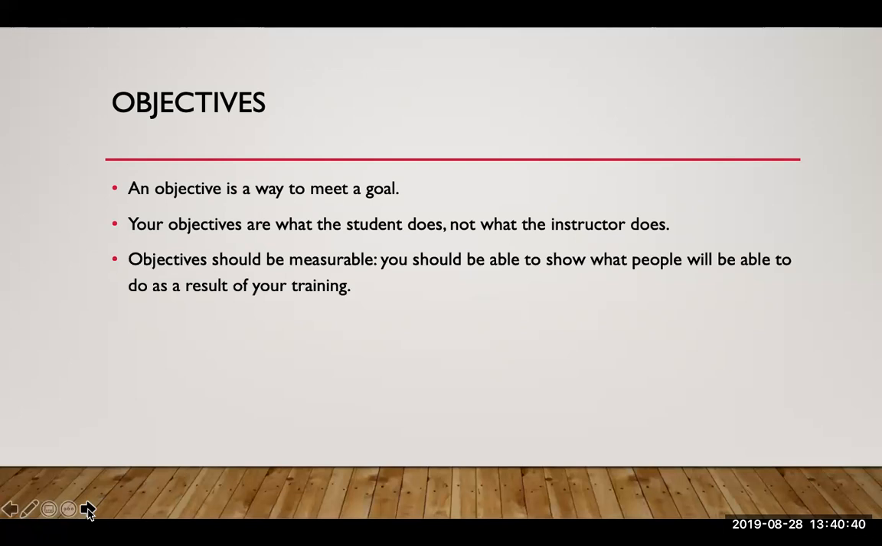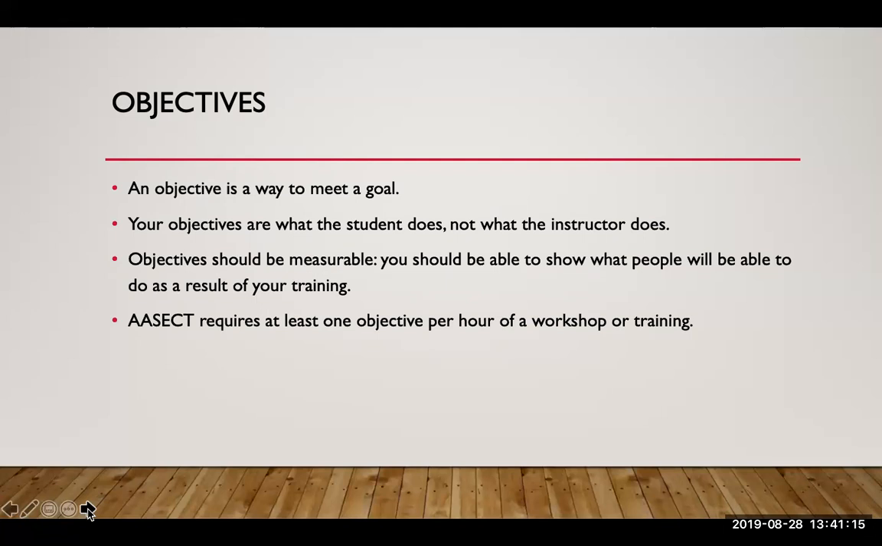Objectives should be measurable. You should be able to show what people will be able to do as a result of your training. And the easiest way to think about this is if you were to give people a post test at the end, would they be able to pass it? So for instance, if you say, students will learn about sensate focus, well, that's really vague. We have no idea what you mean. But if you say something like, participants will be able to name 3 major components of sensate focus, that we can measure. We can even ask them on a test at the end, what are the 3 major components of sensate focus? And if they can write that down, we know that we've reached our goal.